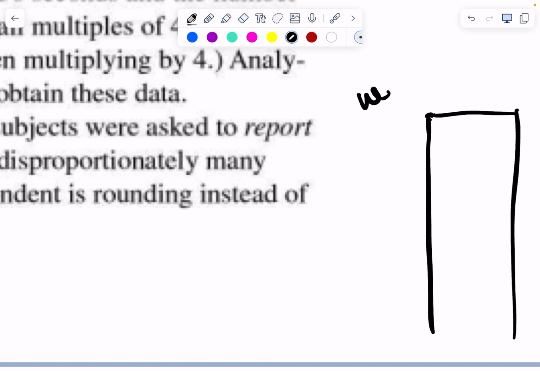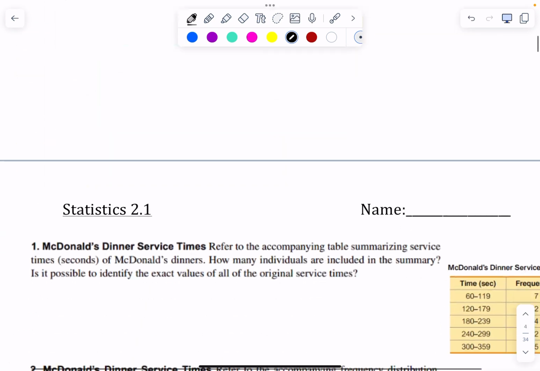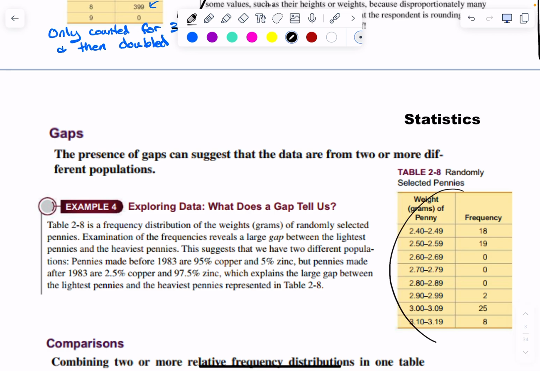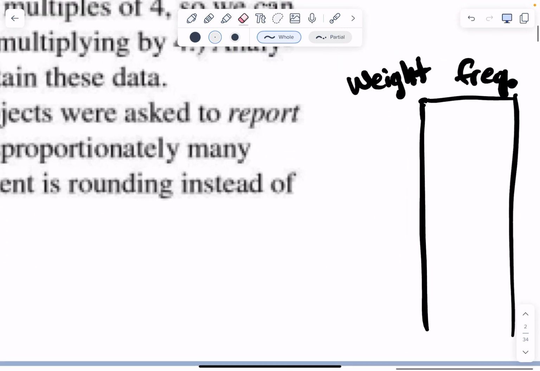Let's talk about weight. And let's talk about frequency. Do they have this somewhere? Yeah, it's on the next page. Weight and frequency. No, it's not. Where? Right there. No, I don't want that one. That's weights of pennies. I'm talking about people's weight. Okay? Weights and frequency.